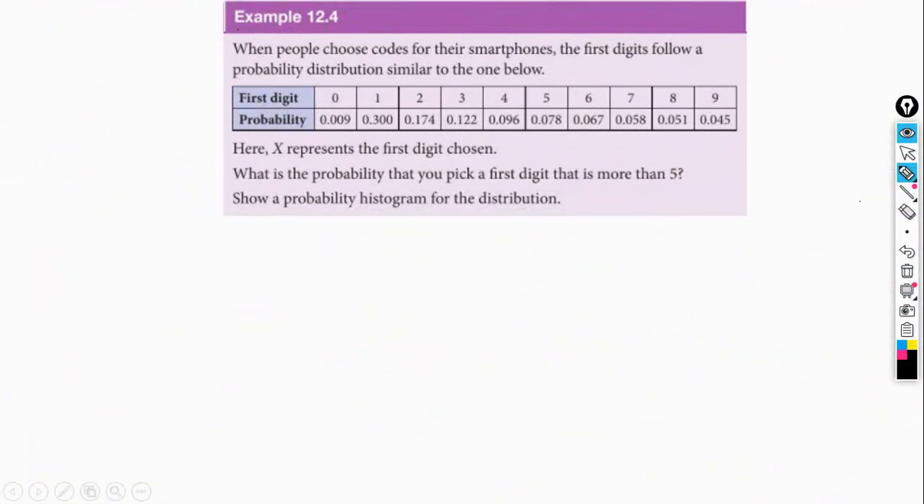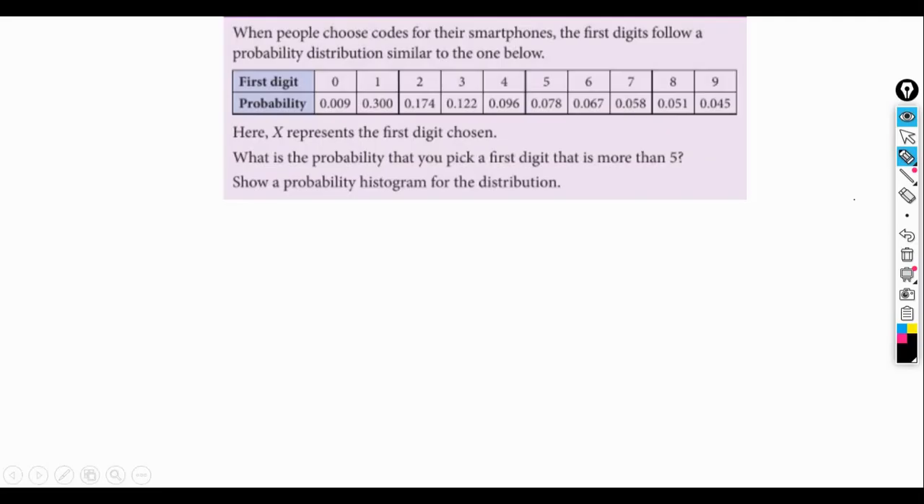Now we're going to take a look at example 12.4. And it says, when people choose codes for their smartphones, the first digits follow a probability distribution similar to the one below. So we saw this example in a previous chapter, but now we are applying it to probability distributions. Here, X represents the first digit chosen. What is the probability that you pick a first digit that is more than 5?